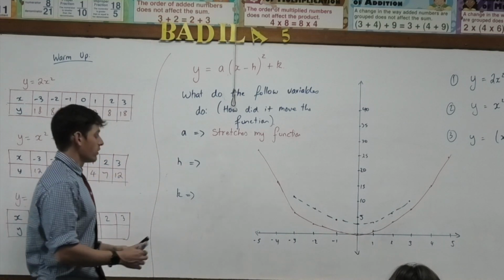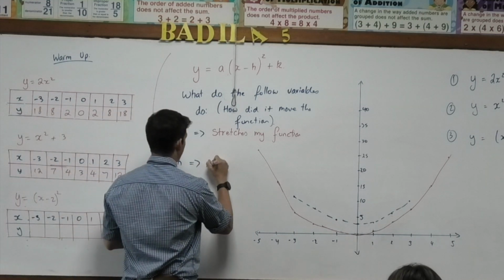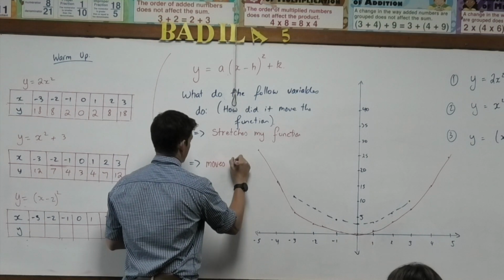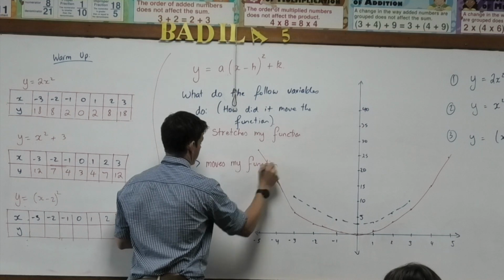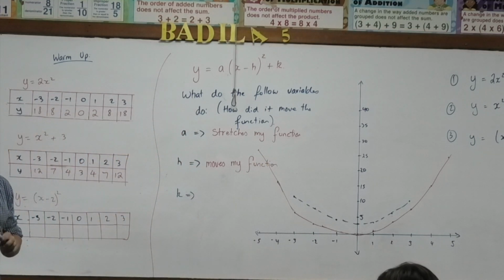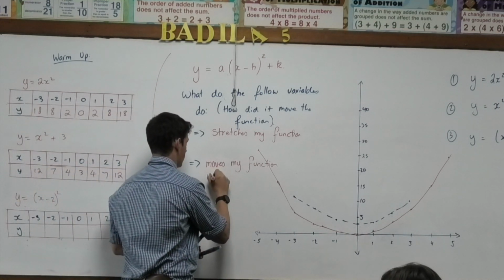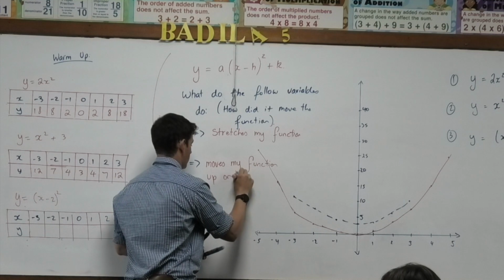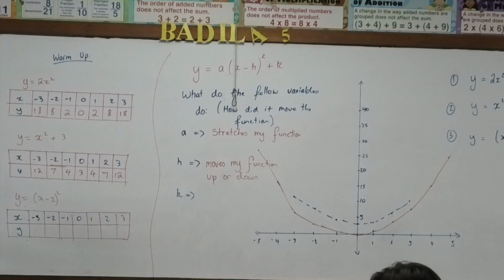So the k value, I want you to write down what you think the k value does. It moves my function up or down. I would also accept vertically.